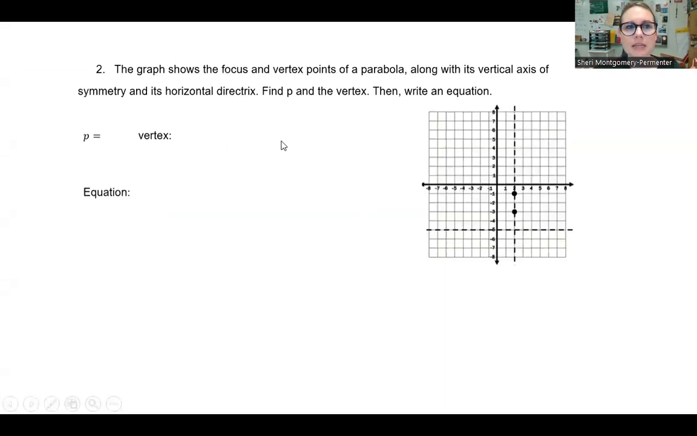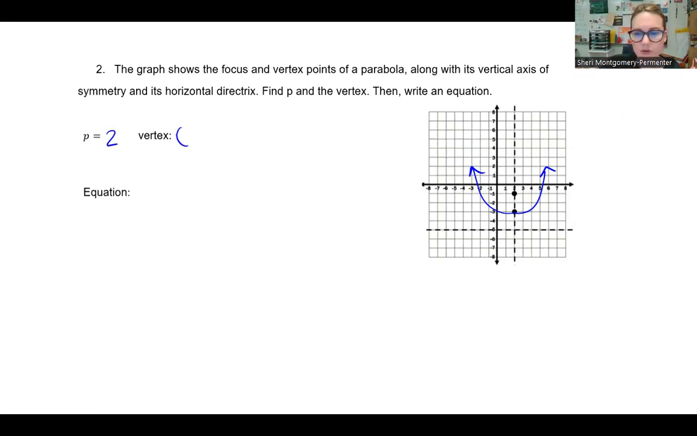All right, we're going to do the same thing. There is a graph and the middle point is part of my vertex. My graph is going to look something like this. So I'm looking for that distance. What is the distance from the vertex to the focus or the vertex to the directrix? Zaria, what's that distance? 2. Very good. So the distance is 2.